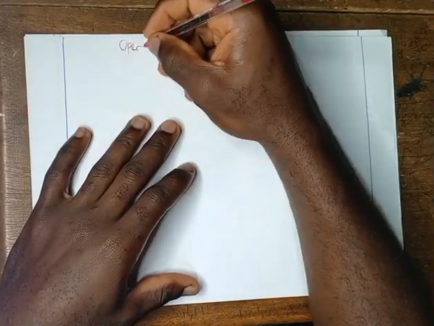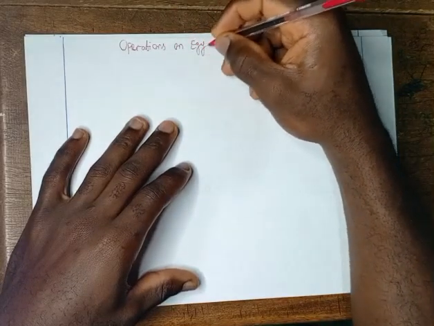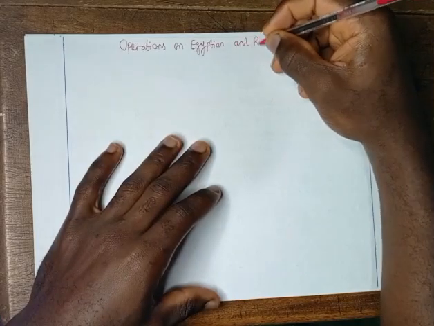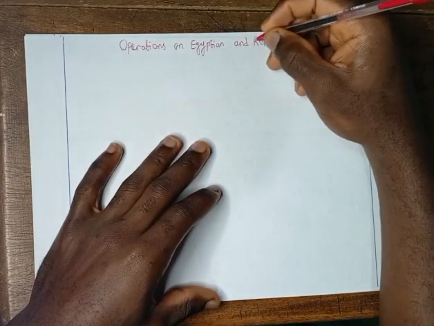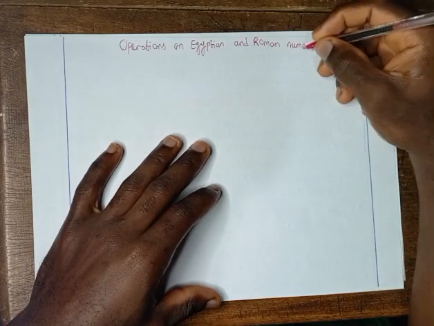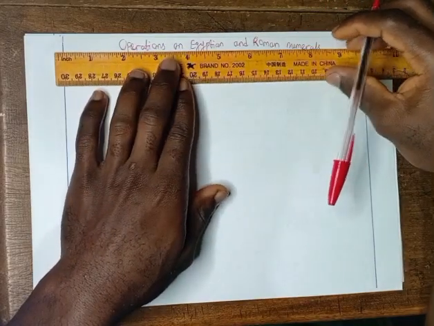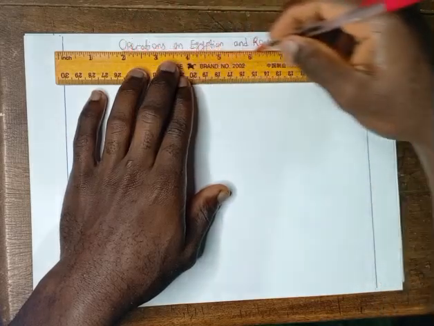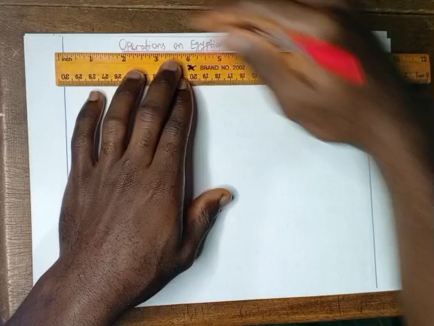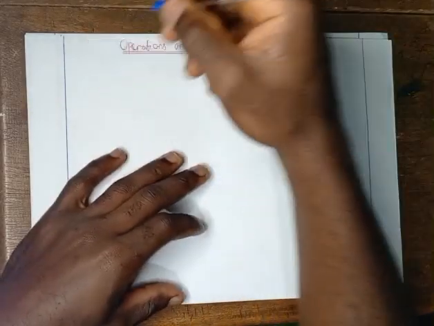Operations on Egyptian and Roman numerals. We are going to see how to add, subtract, multiply, or divide Egyptian and Roman numerals. Let's write this down.